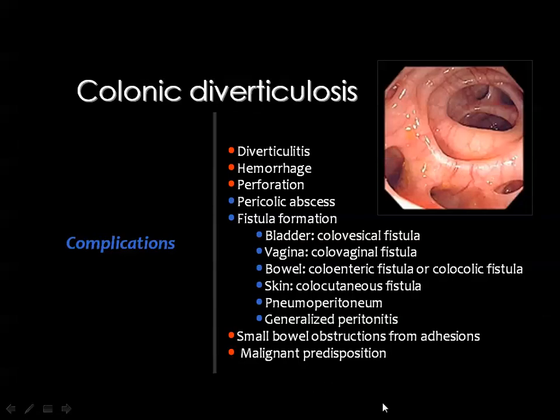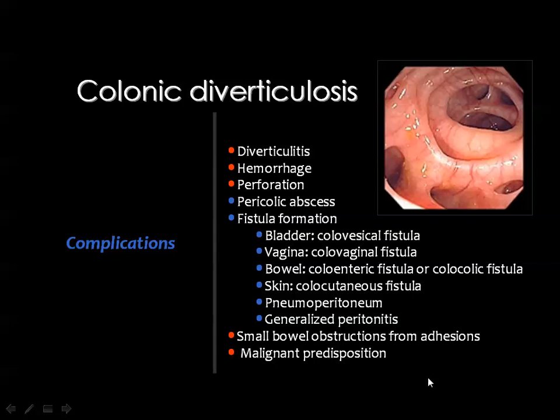Then there are a lot of complications of this diverticular disease, starting with inflammation, diverticulitis, hemorrhage, perforation, and the formation of pericolic abscess. Then fistulous communication, commonly with the urinary bladder, but it may occur with the vagina, with the small bowel, with the skin, and the rupture of a diverticulum may lead to pneumoperitoneum, and rarely it may lead to generalized peritonitis. And you know that perforation of the diverticulae in the colon is usually slow, leading to localization of the inflammation adjacent to the colonic wall.